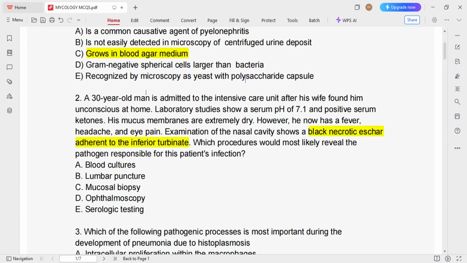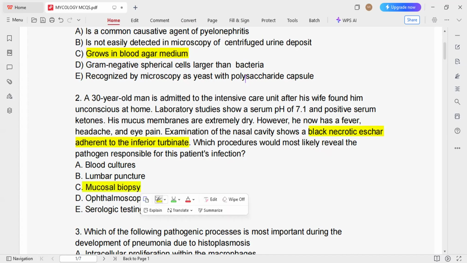Okay. So what happens so that next time if you see a question like this, you have to know that on presentation, the patient is going to have a necrotic eschar on the face. Okay. It looks like it's black in appearance. And that is mucormycosis caused by Mucor and Rhizopus species. Now, what you usually do is we do a biopsy. So the answer is C.